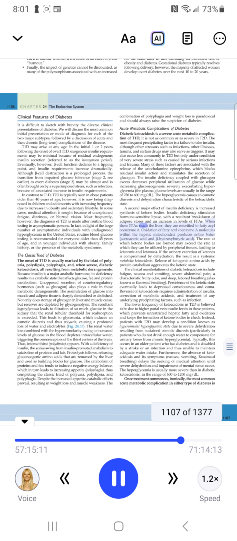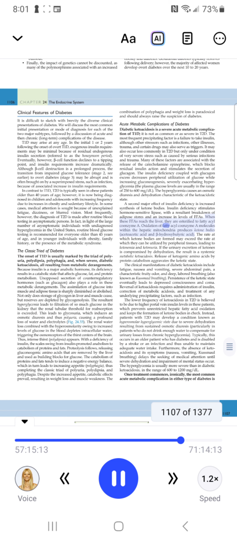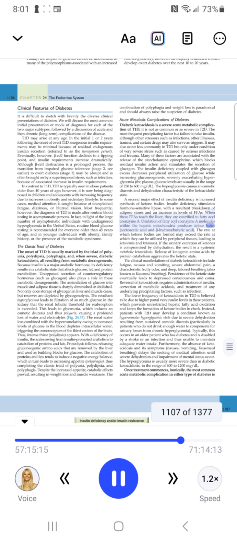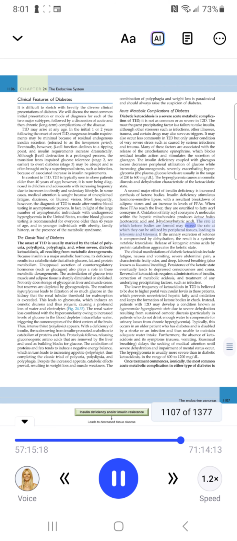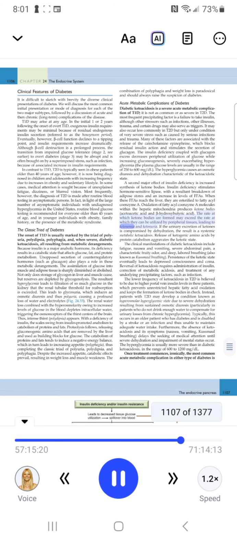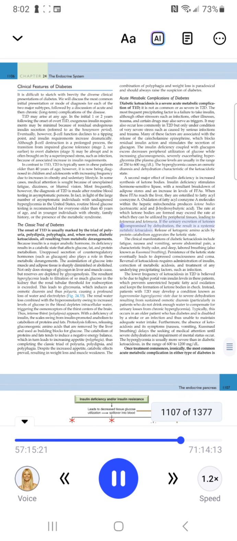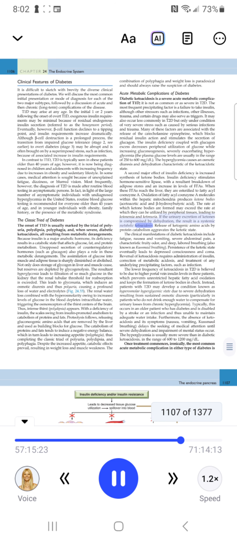When these FFAs reach the liver, they are esterified to fatty acyl coenzyme A. Oxidation of fatty acyl coenzyme A molecules within the hepatic mitochondria produces ketone bodies, acetoacetic acid and beta-hydroxybutyric acid. The rate at which ketone bodies are formed may exceed the rate at which they can be utilized by peripheral tissues, leading to ketonemia and ketonuria. If the urinary excretion of ketones is compromised by dehydration, the result is a systemic metabolic ketoacidosis.